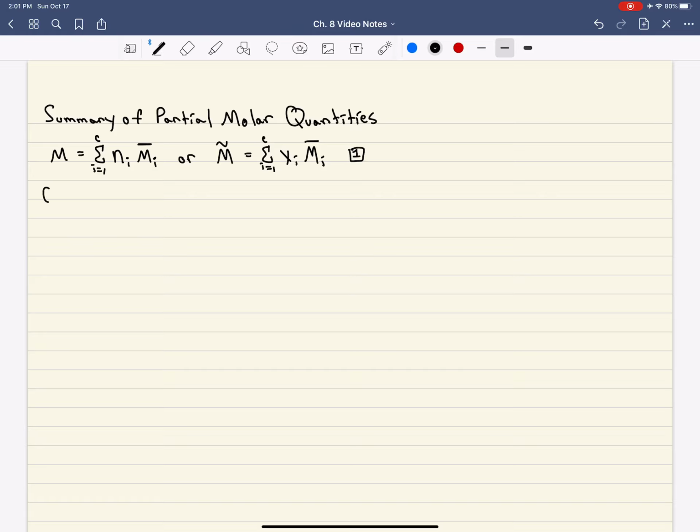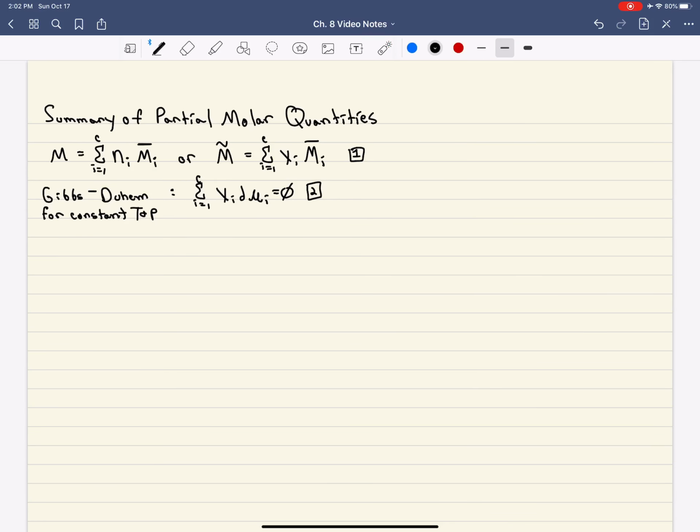And then, using the relationships of the partial molar quantities, we've also shown that if you're dealing with a system that's at constant temperature and pressure, this equation also needs to be true. And this equation is useful because it gives us a constraint for how changes in the chemical potential of the mixture should change.